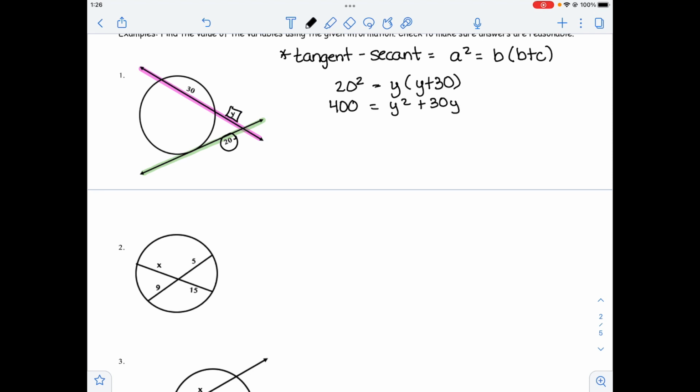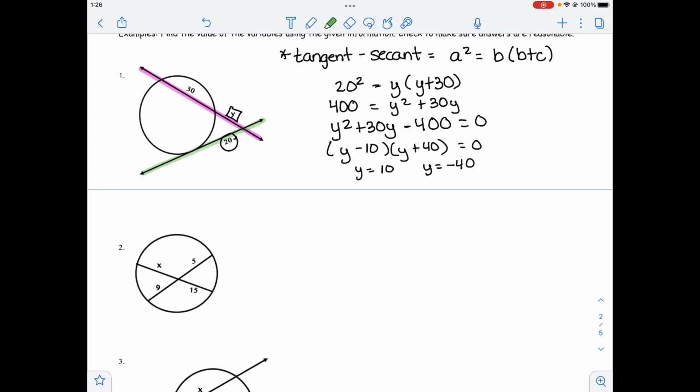Then this is a quadratic. I see that there's a y squared there. So I'm going to go ahead and get everything to one side equal to 0. And then I'm going to factor. So I'm looking for two numbers that multiply to negative 400 and add to 30. That's a negative 10 and a positive 40. And that is all equal to 0. Now, when I set these pieces equal to 0, I end up with y equals 10 and y equals negative 40. Well, we cannot have a negative length, so this is out. So we know that our answer for our segment length of y is y equals 10.